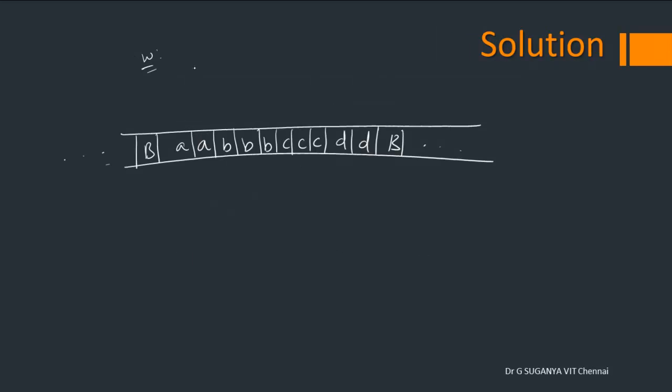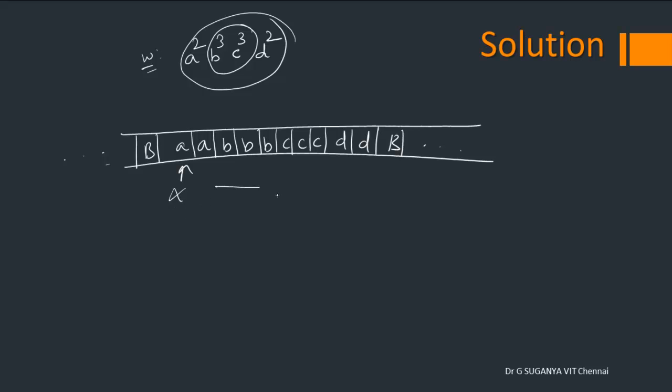Let us take a sample word a power 2, b power 3, c power 3, d power 2, where this is to be equated and this is to be equated. This is how a sample tape will look. The input pointer will point to A. I'll convert this to X and move towards the right until I see a blank. When I see a blank, I take a left turn and convert this D to blank.